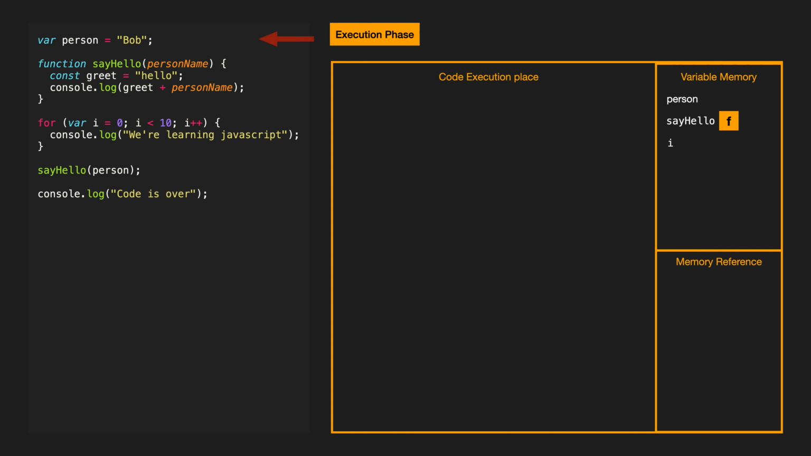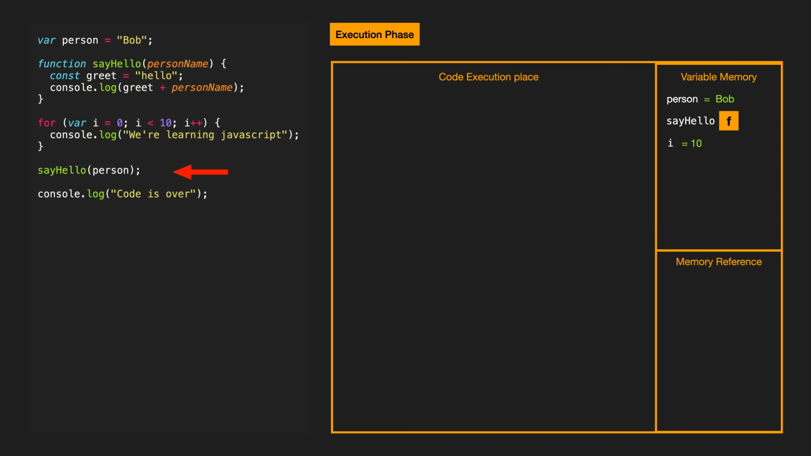In the first line, person is getting assigned to the string Bob. Then in the second line, nothing to execute because that's just a function block. Then we have a for loop and we set the initial value of i to 0. Now the for loop will start, and in every iteration, the value of i will be increased by 1 and a console log is happening. So when the for loop is completed, the value of i will be 10. Now in the next line, the function sayHello is called.